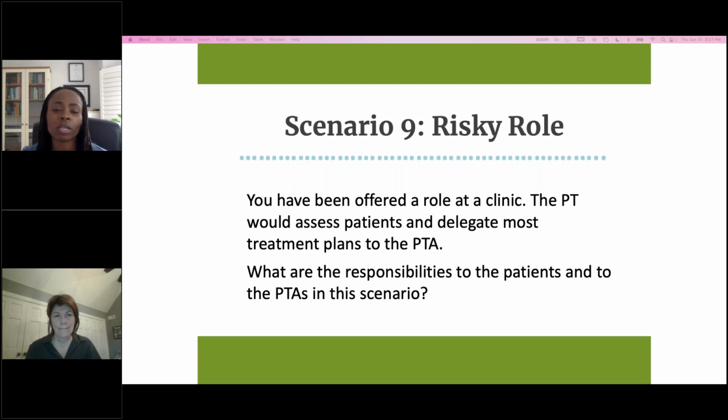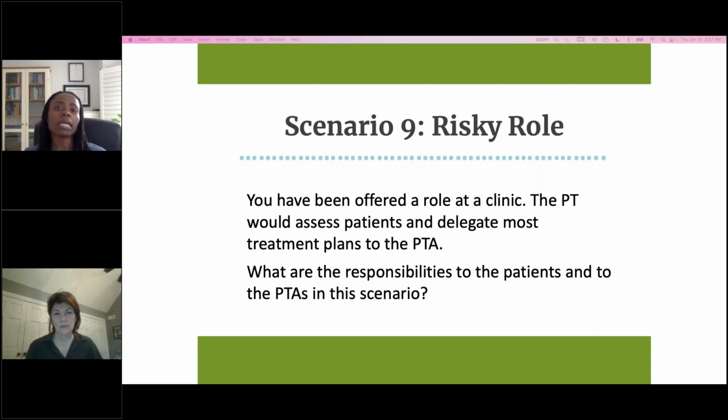It also needs to ensure that before including the PTA in the patient's care, again, this comes back to that consent piece, having that conversation with the patient about the PT's role, the PTA's role before getting the PTA involved and ensuring the patient actually consents to the PTA being involved in their care.